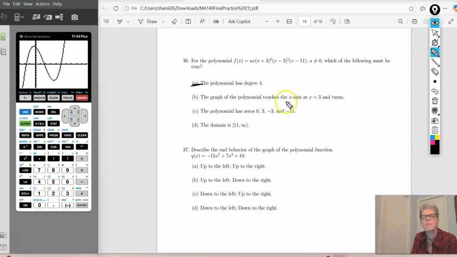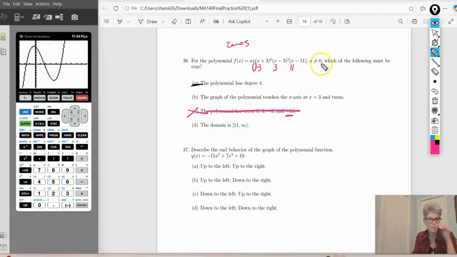The graph of the polynomial touches the x-axis at x equals 3, and then it turns back. So what are the zeros? You can see 0 is a 0, -3 is a 0, 3 is a 0, and 11 is a 0. So it cannot be C because it says that -11 is a 0, so it's not that one.